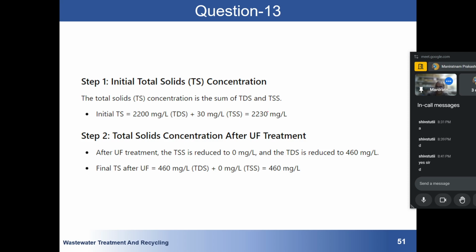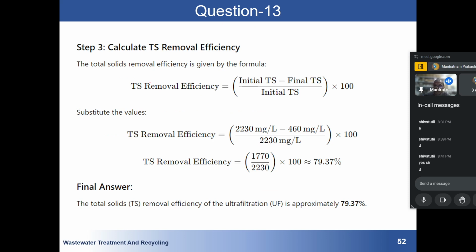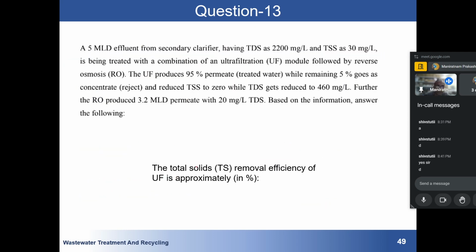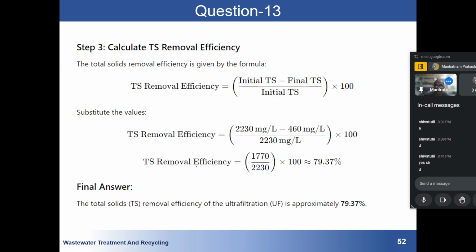Now, the initial solid concentration will be this much plus this much, that is 2230 milligram per liter. So this much will be total solid. After ultrafiltration treatment, we have TSS reduced to 0 and TDS reduced to 460. So the final TS after UF will be 460 milligram per liter. So this was very easy. Remember, the question is about total solid, so that's why we are calculating total solid first.